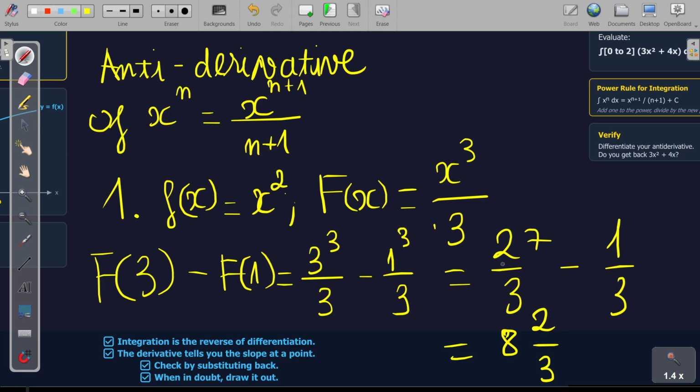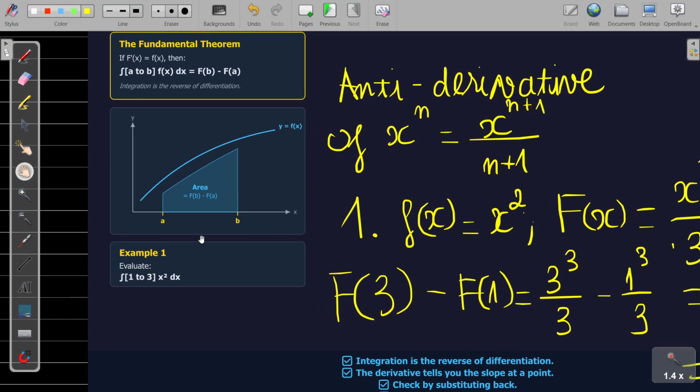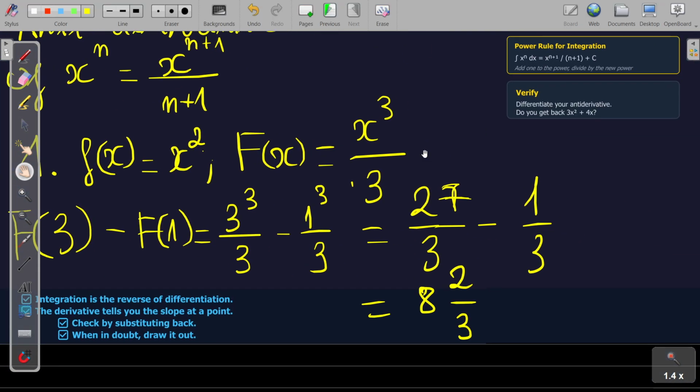So F of 3 is 9, because this is 27 divided by 3. F of 1 is 1/3. 9 minus 1/3 is 26 thirds. So I'm putting this as 8 and 2/3 square units. So to solve this, the area under this curve here is 8 and 2/3 square units. If A is like 1 and B is 3, the values can change. Okay?